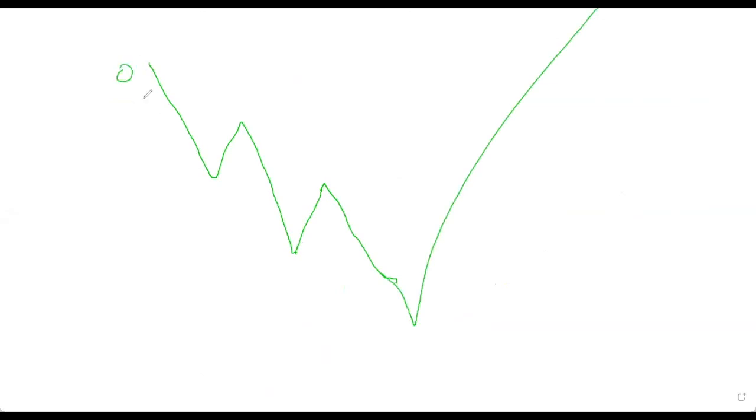Let's say this is method two. Wave one falling, wave two rising, wave three falling, wave four rising, wave five falling. After that, a big up move can happen. So this is 0, 1, 2, 3, 4, 5. Now, 1 should be greater than 2, 2 should be greater than 4, and 1 should be greater than 3, 3 should be greater than 5.